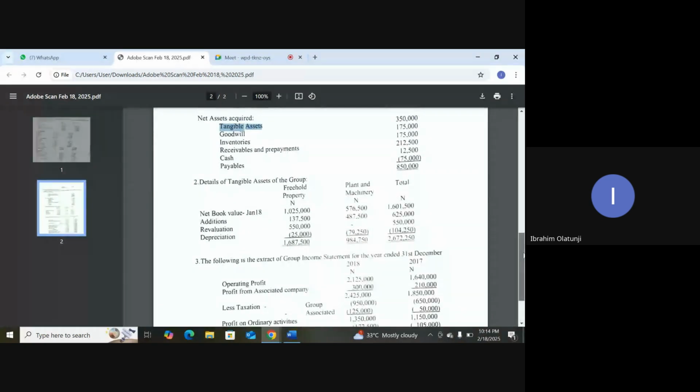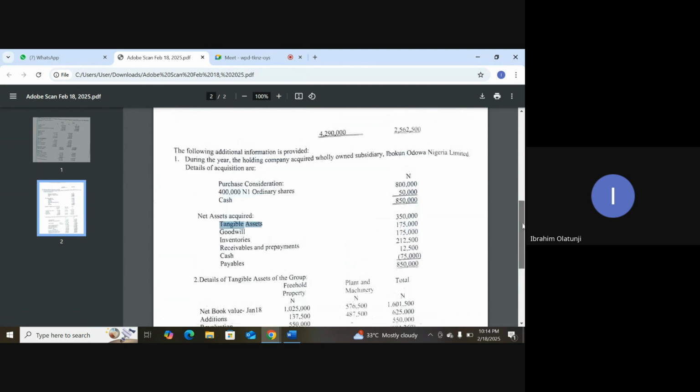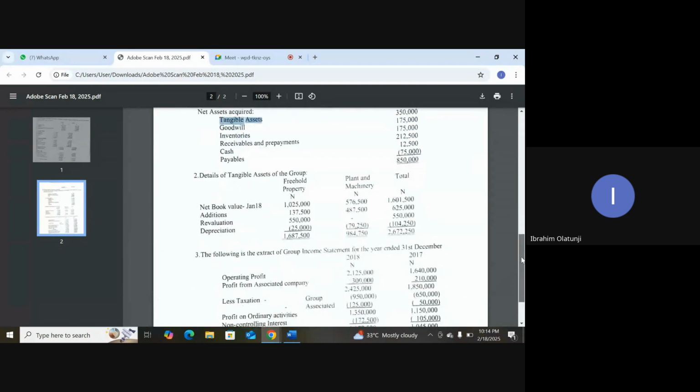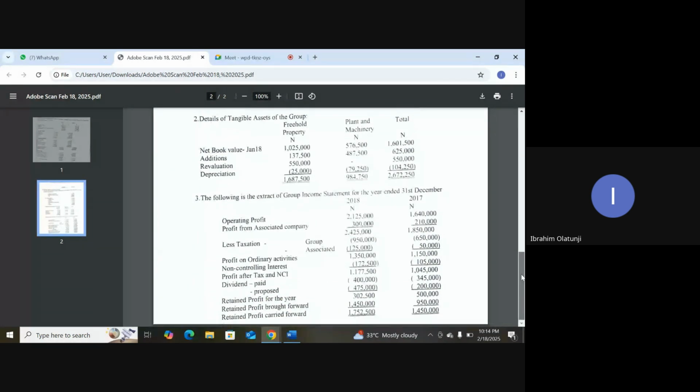From associates. If they didn't put the dividend received, it doesn't mean that there's no dividend received. It can be inflow from associates, what you collect from associates. Like you can see this one now, profit from associate company is part of it. Are you getting it now? So profit from associate company is part of it.